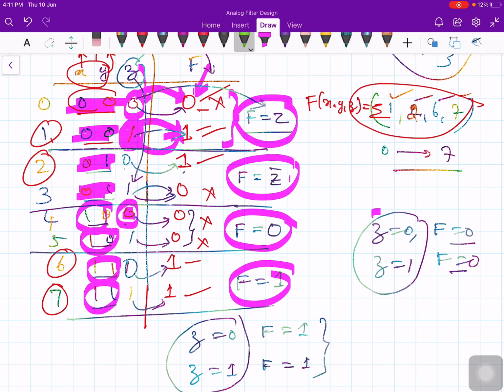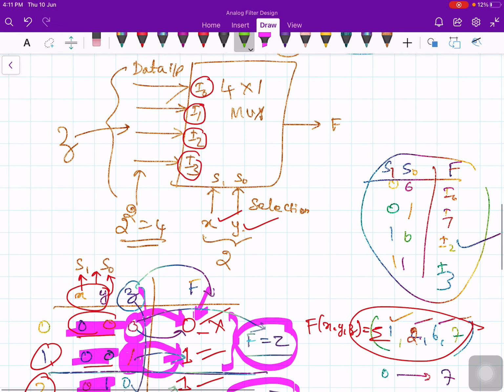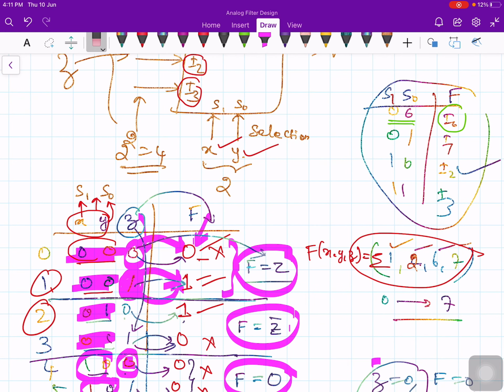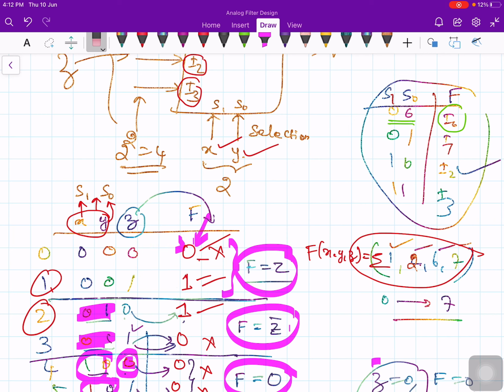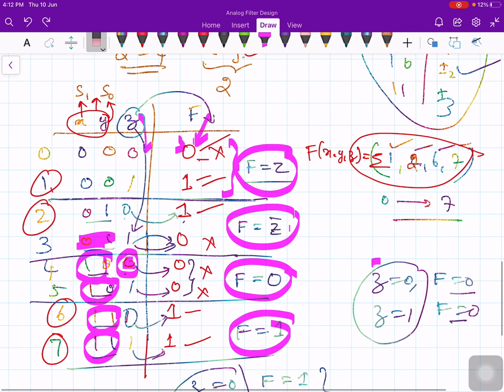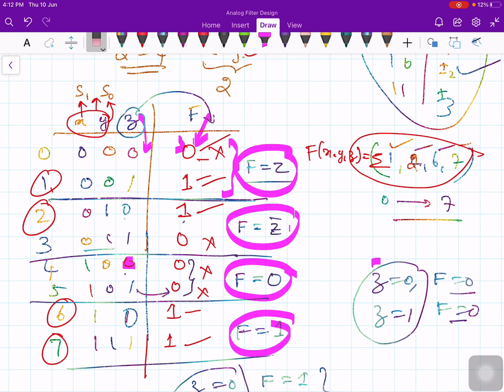Now we know that for 0 0, in this map, if you look at for 0 0, which one I am choosing? I am taking I naught to the output for 0 0 combination. 0 0 combination, I am taking I naught. Therefore let me erase this highlight so that you can understand in a better way. I have scribbled so many things. Fine.